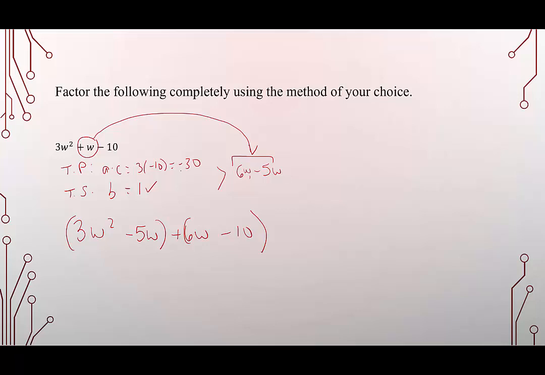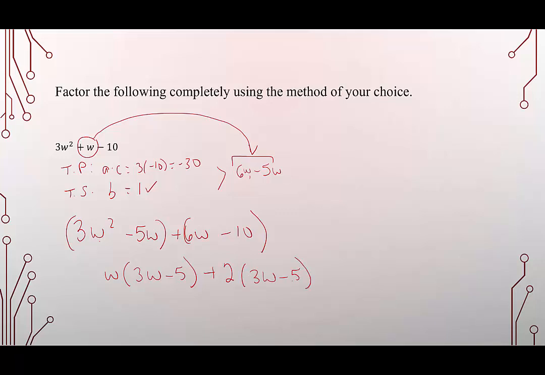Now we're looking for the GCF of the 2 different groupings. So here we have 3w squared and 5w. The GCF there would be w. And then when I pull out a w, I'm going to be left with 3w minus 5. In the second grouping, I have 6w minus 10. They have a factor of 2 in common. I divide both by 2, I get 3w minus 5.